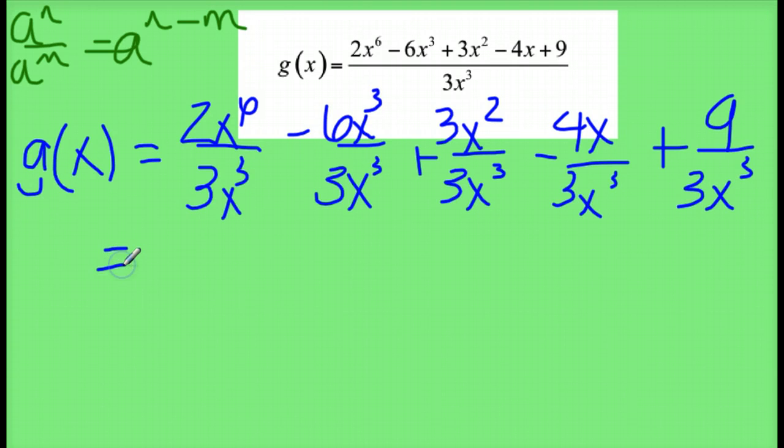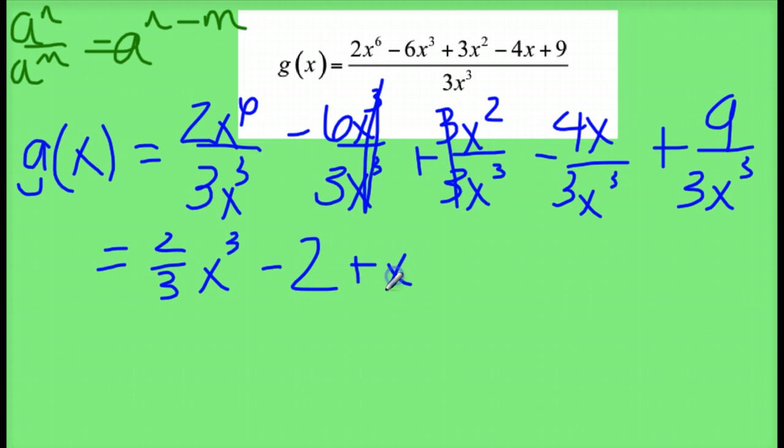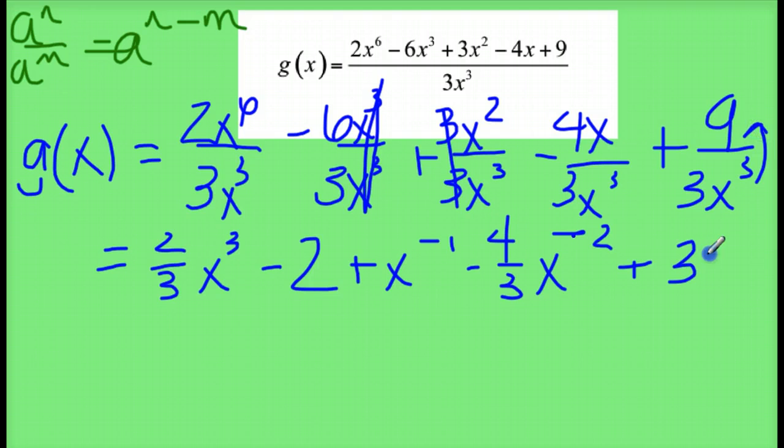And if I simplify this, I get 2 over 3 x, 6 minus 3 is 3. Over here, these x cubes cancel and I get minus 2. Here, the 3's cancel and I get plus x, 2 minus 3 is negative 1. And the next term is 4 over 3 x to the 1 minus 3, which is negative 2. That's my negative. Plus, I'm going to get 3, and instead I'm going to move this power up here, so I get x to the negative 3. Okay, now I'm ready to take my derivative.